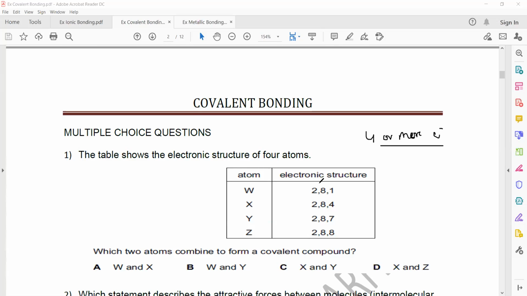So first you will identify, look, W is a metal. How do I identify? Because there is 1 electron in the outermost shell. This is a non-metal. This one is also a non-metal. And the last one is also a non-metal. But the last one, Z, is an unreactive non-metal. It will not react. Why? Because it already has 8 electrons in the outermost shell. So when there are 8 electrons in the outermost shell, it will not react. So which 2 elements can react to form a covalent compound? X and Y.